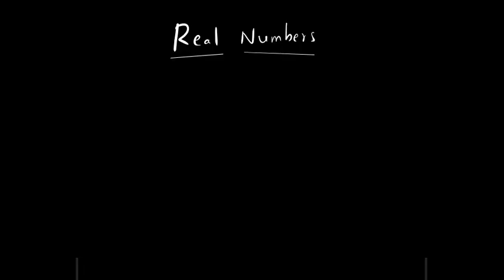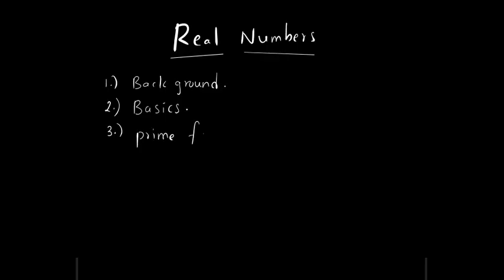So today our agenda is going to be learning it topic by topic. First we go from background. What is the background of real numbers? Second, after background, we talk about some basics in real numbers. Next, when we enter the real numbers chapter, we first enter into prime factorization. What do you mean by prime factorization?